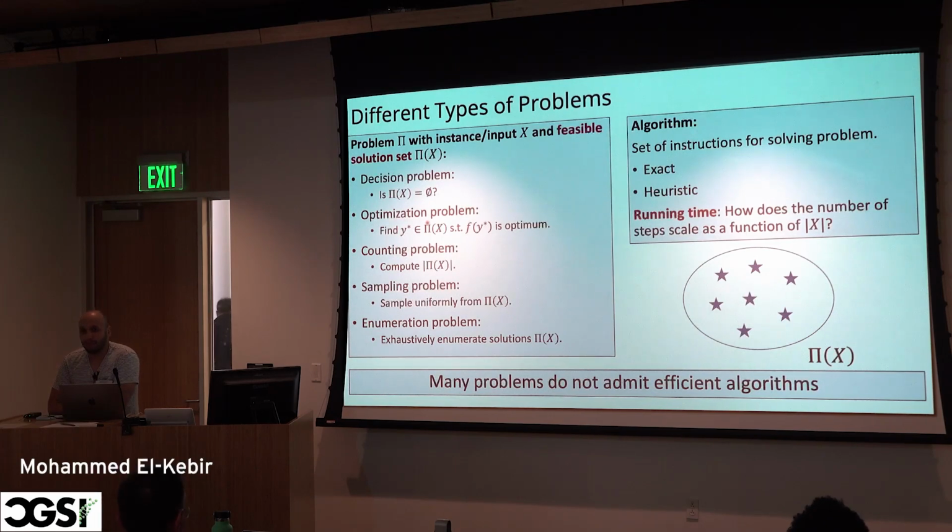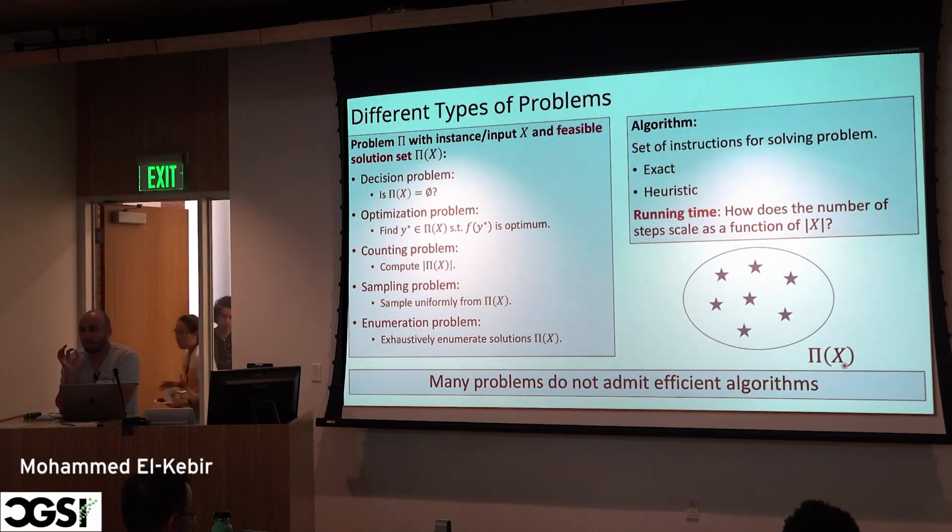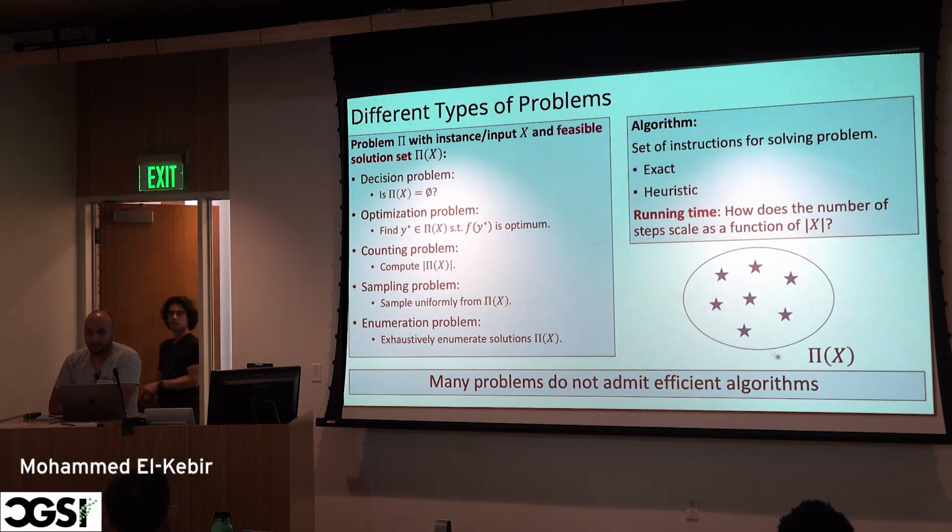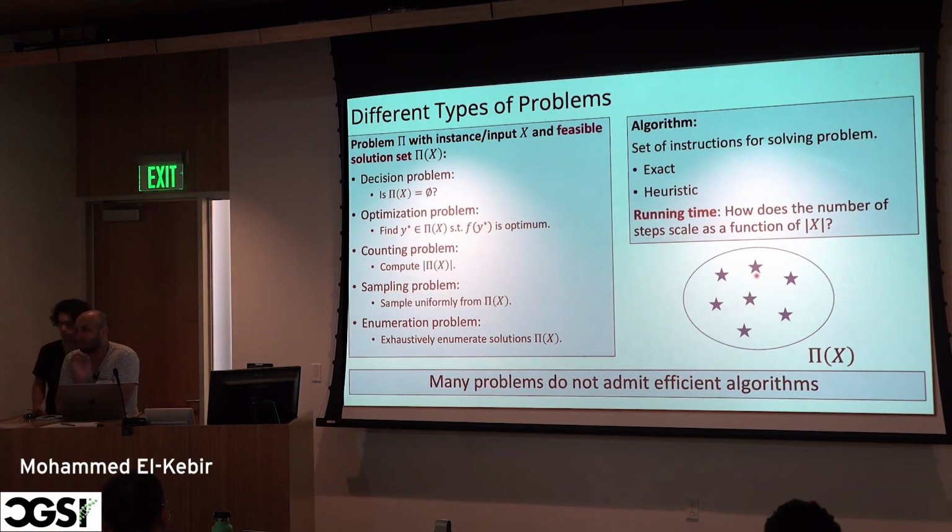Now, I'll skip this. The problems I'm going to be talking about today are mostly optimization problems. So what that means is we have a large space of solutions. I'm going to call it pi of x. So x is an input instance, so x could be your data. And each solution has a score, okay? And when we do combinatorial optimization, we're trying to find one element in this space of feasible solutions that maximizes or minimizes some objective, okay? So this is FY star.